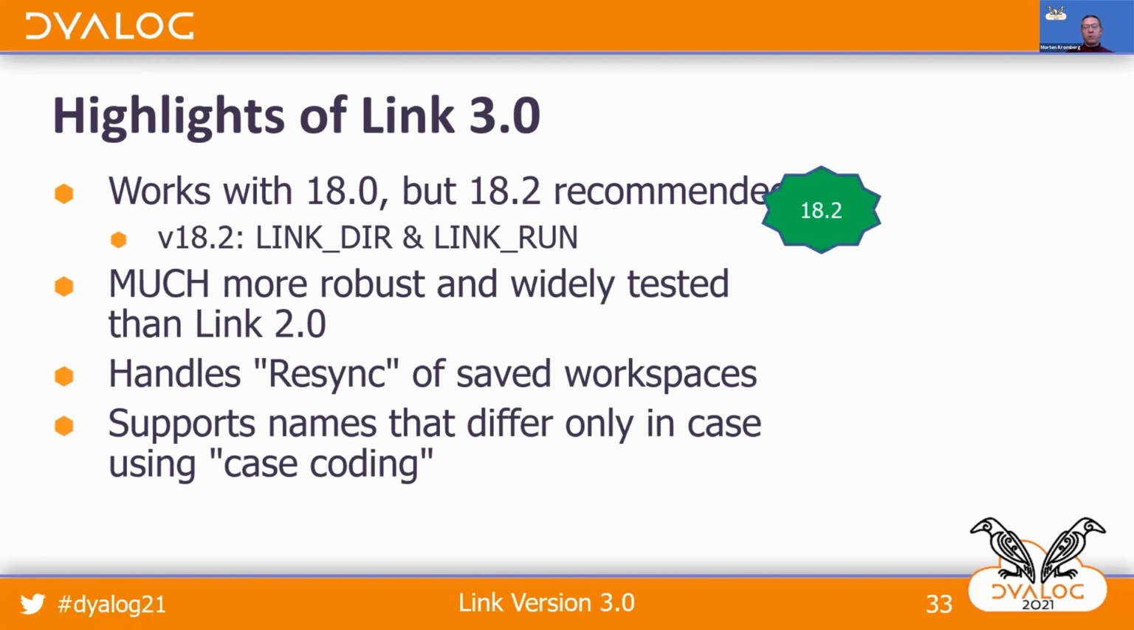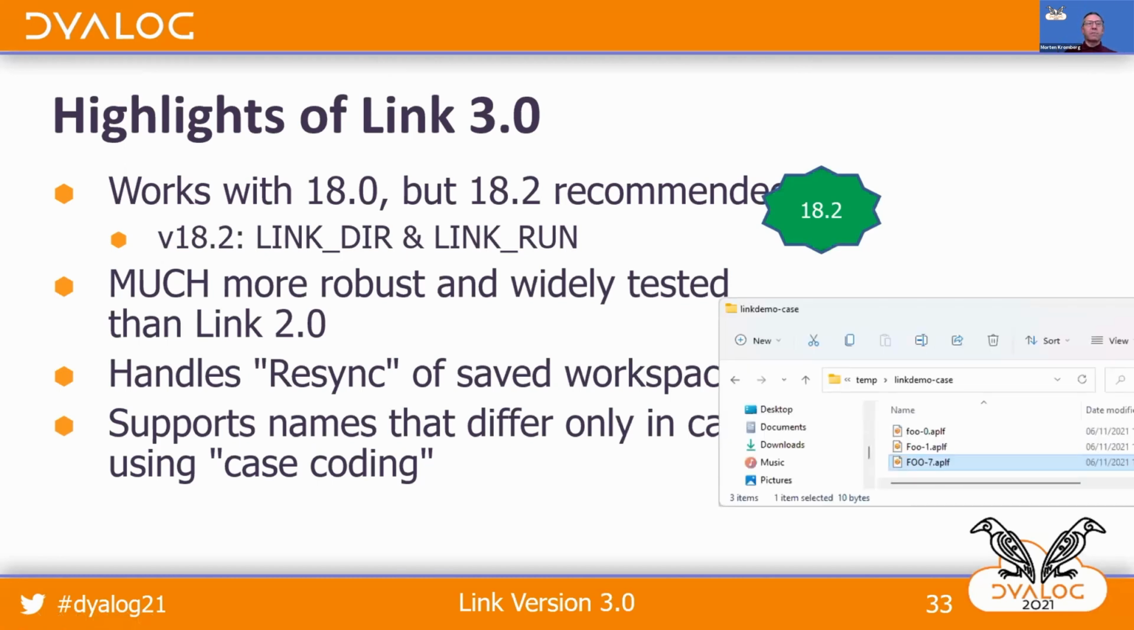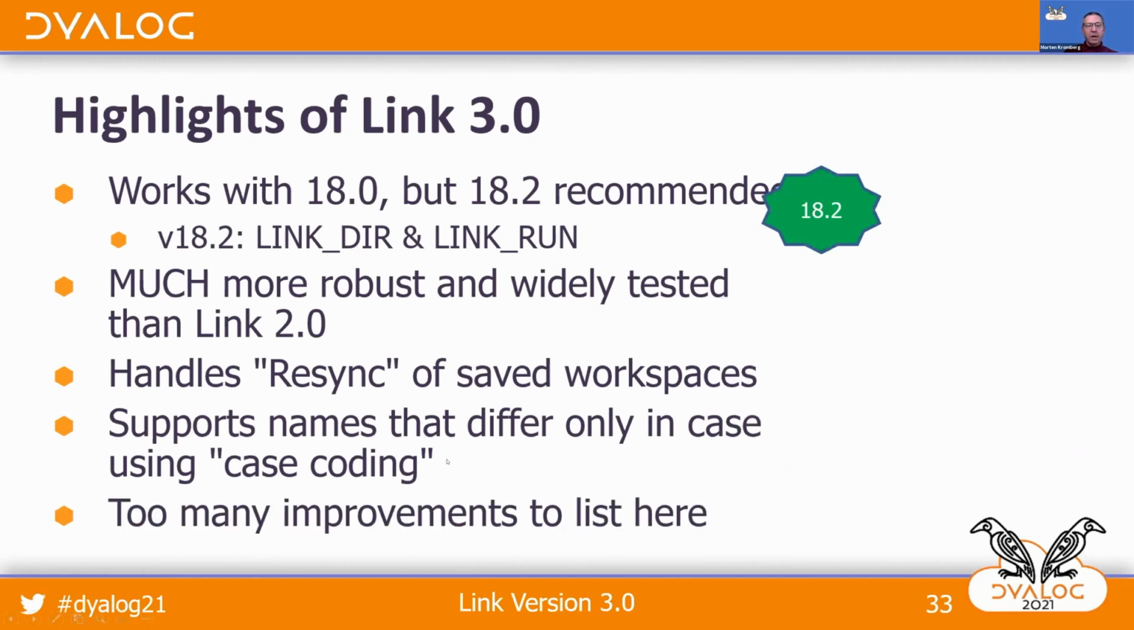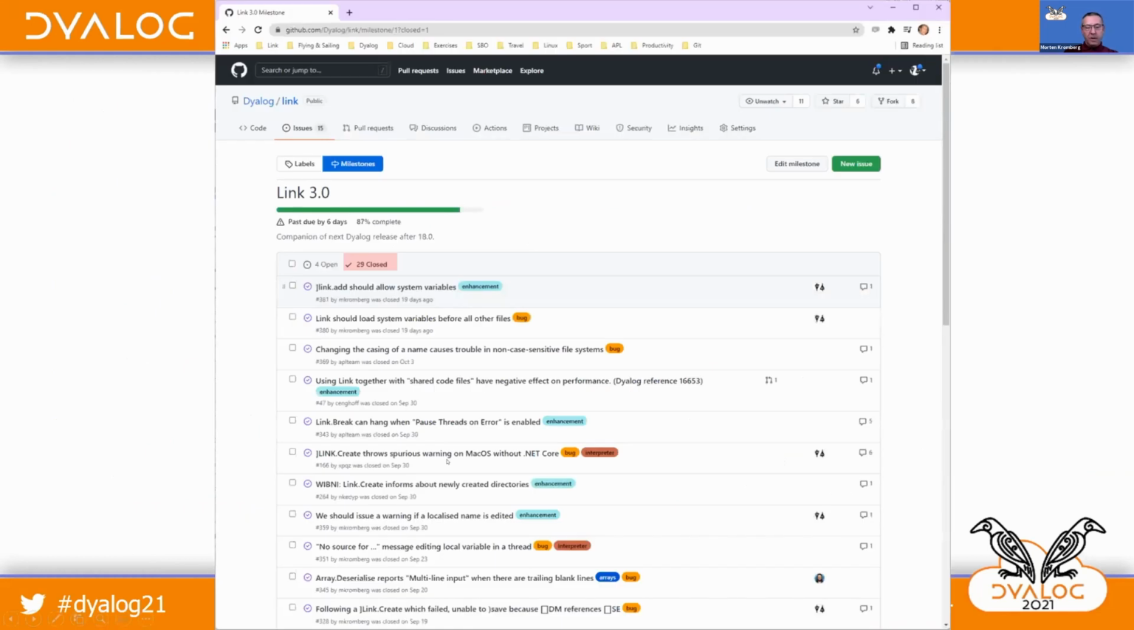So this isn't something I would recommend that you do, but of course a lot of old systems have little foo and uppercase foo, and of course in a case insensitive file system, this is a problem. And there's a case coding strategy where after the name of the function or variable or operator, whatever it is, we add some numerals which encode the casing and make the file names different. Too many improvements to list here.